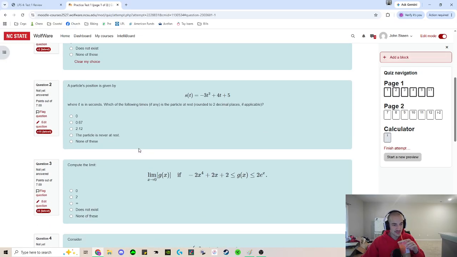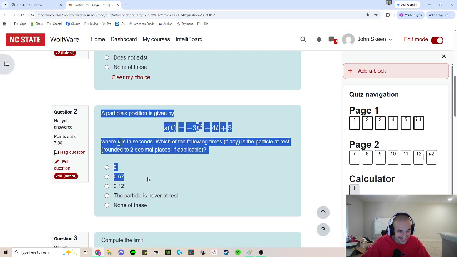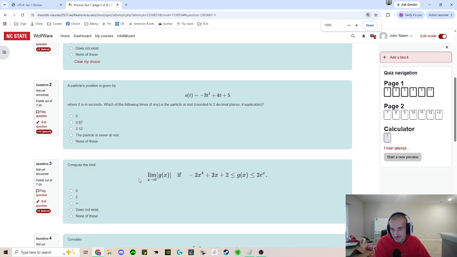Okay, a particle's position is given by this. Which of the following times, if any, is the particle at rest? Right, so we're going to say, guys, look, no way. 6, 7, that's insane. Okay, I didn't write this, right? So that's sick. Okay, so when it's at rest, that just means that the velocity is going to be 0, right?